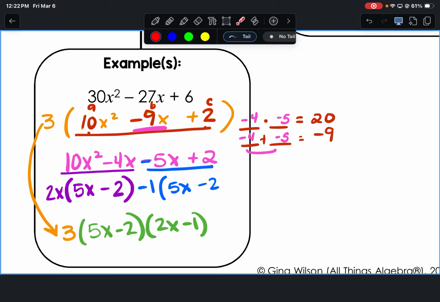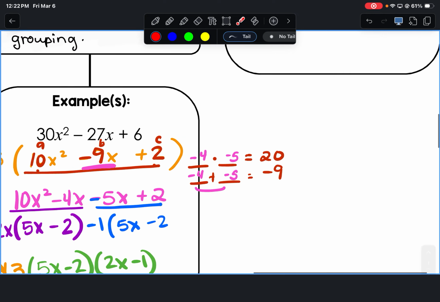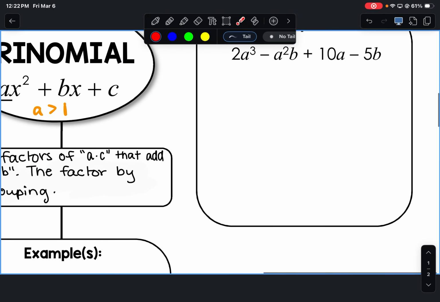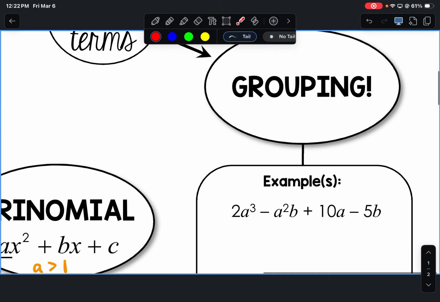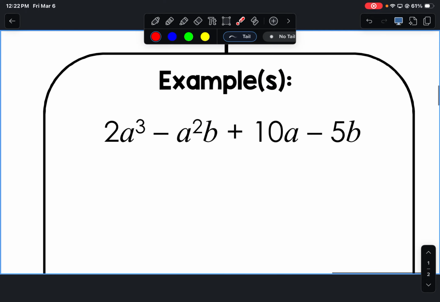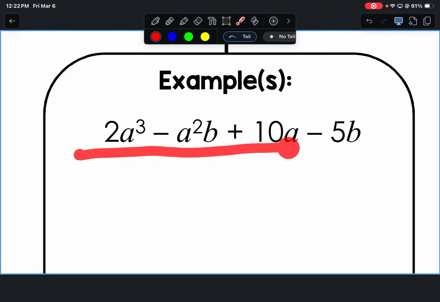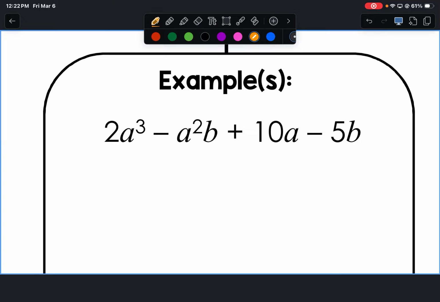Now, we're going to look at our last type of factoring, which happens when we have 4 terms. What do we do when we have 4 terms? Divide it into 2. What is that method called, though? Grouping. Now, regardless of if we have 2 or 100 terms, we check to see if there's a GCF first. Does 2a cubed minus a squared b plus 10a minus 5b have a greatest common factor? No, it does not. So we are good to start grouping.